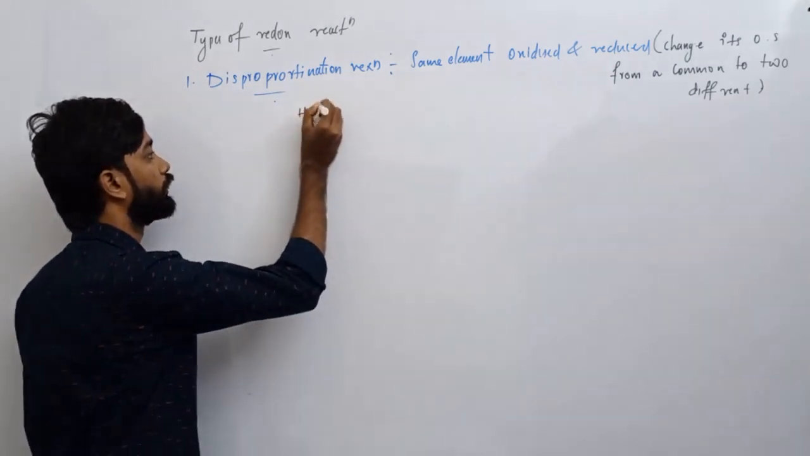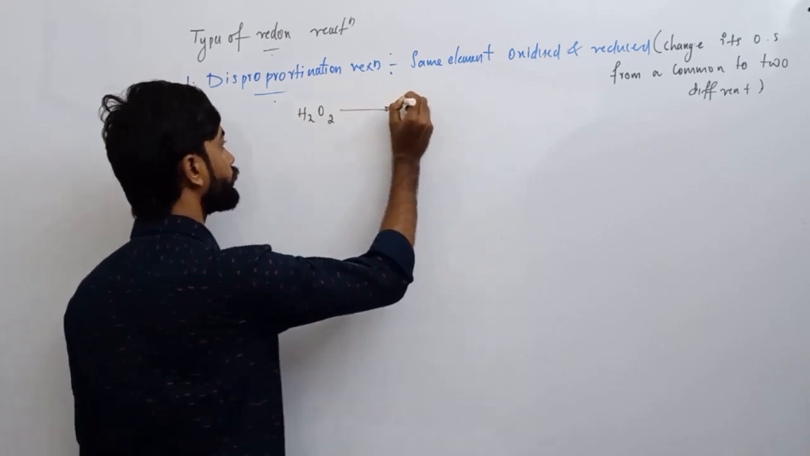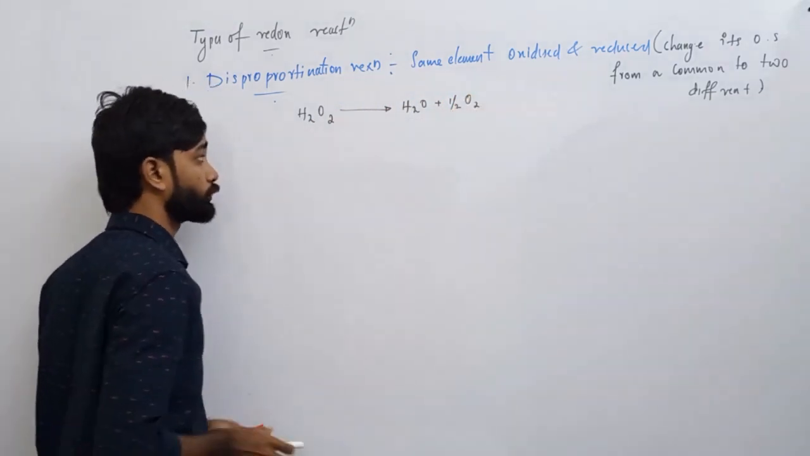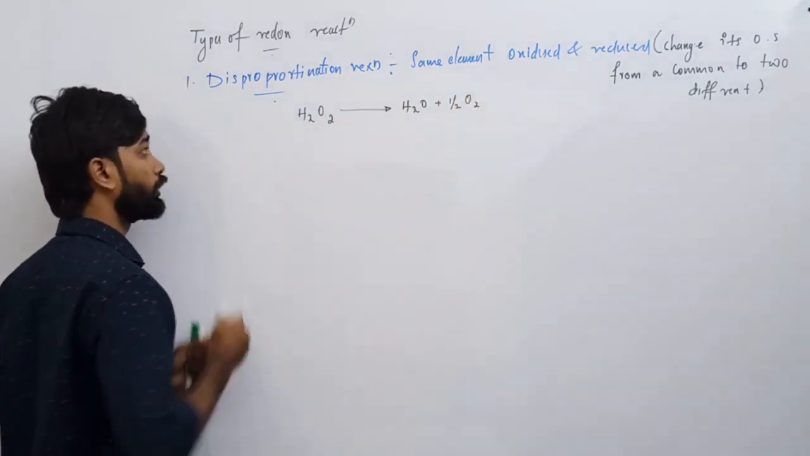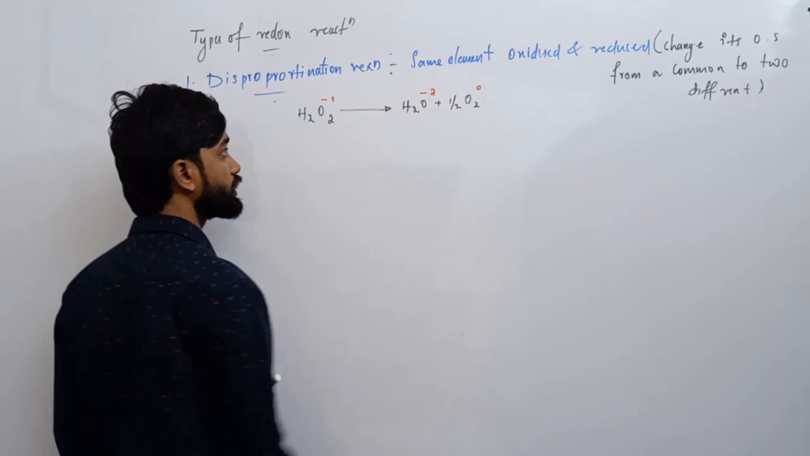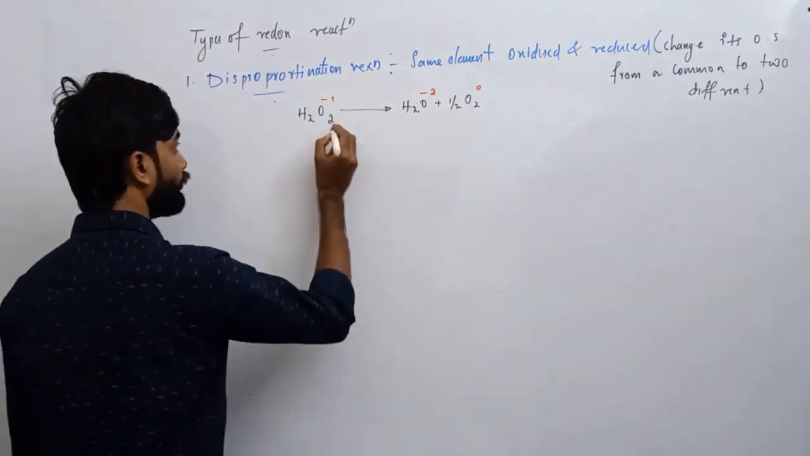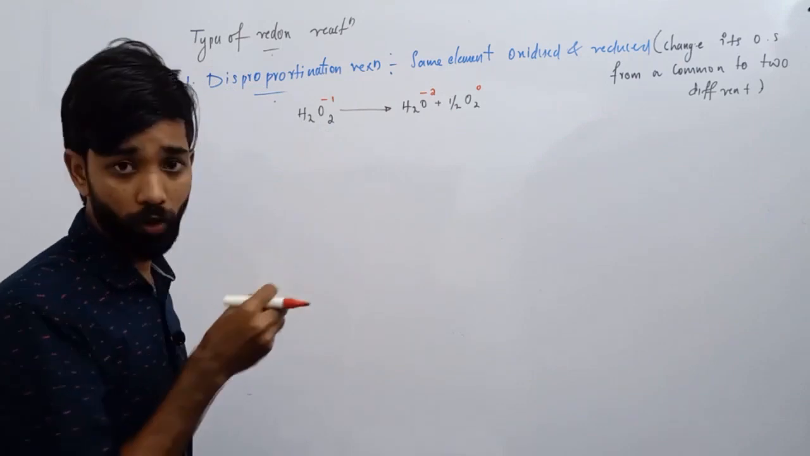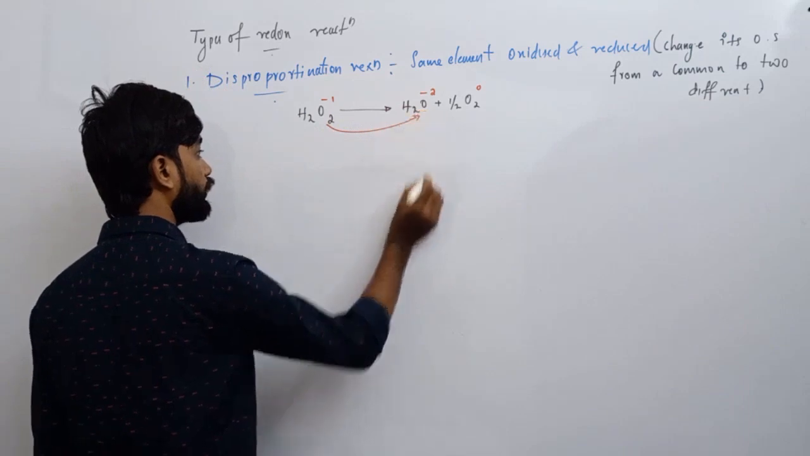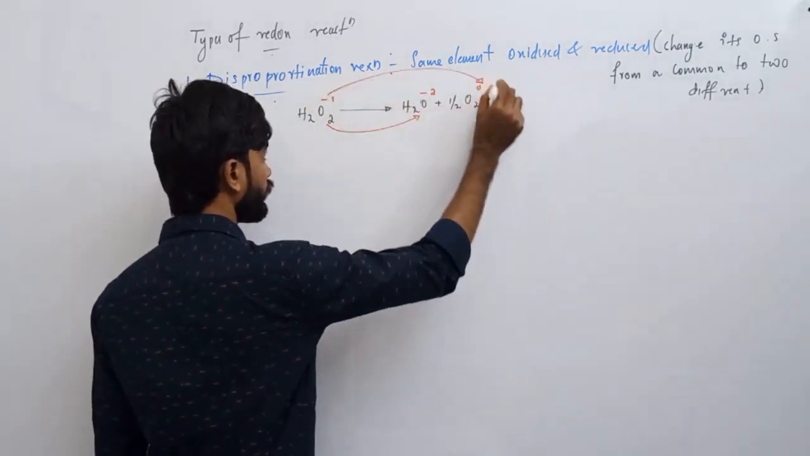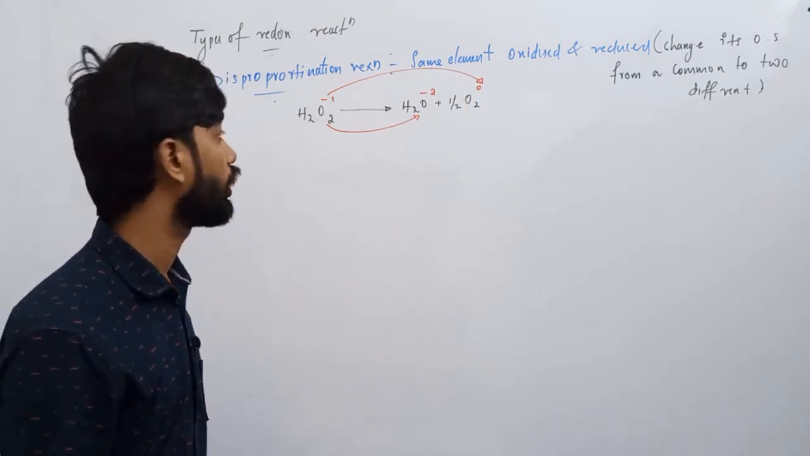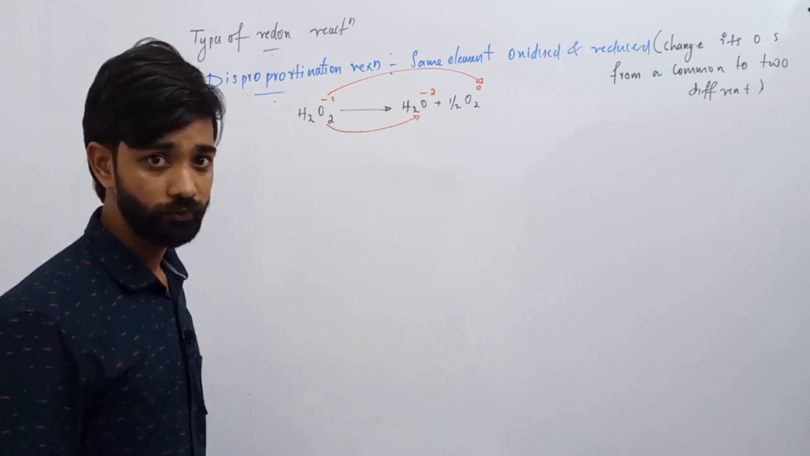For example, the decomposition of hydrogen peroxide to form H2O plus O2. What happens? Oxygen which is in -1, here the oxygen which is in -2, here the oxygen which is in 0. Before the reaction, oxygen is in -1, a common oxidation state. After the reaction, it is reduced and it is oxidized. The same element oxygen is reduced and oxidized and becomes two different oxidation states.